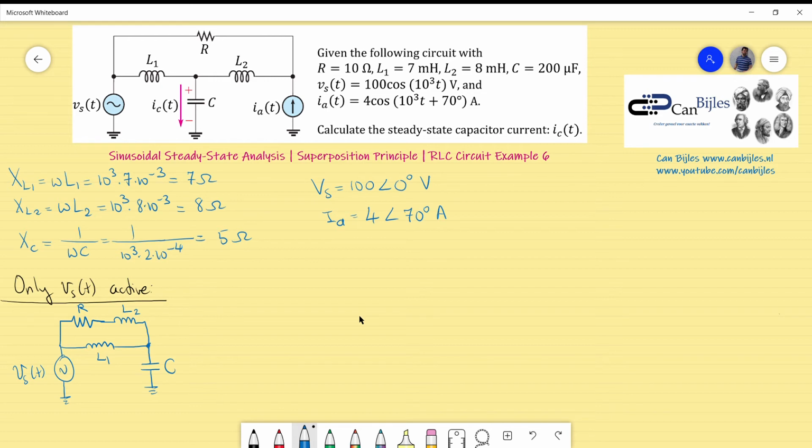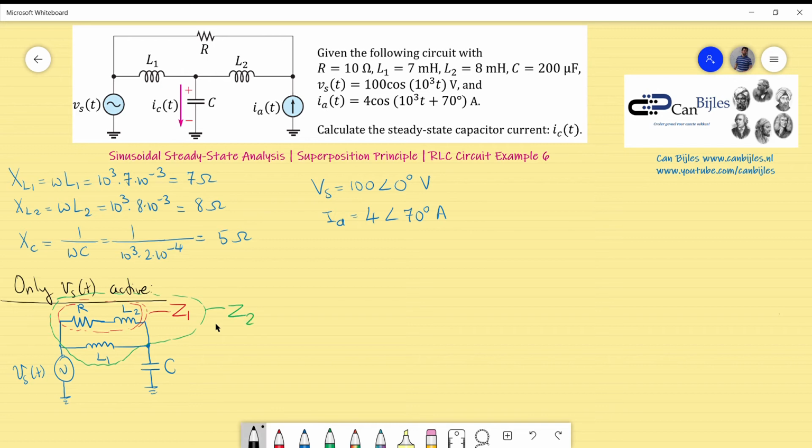What I would like to know is the following. I will of course want to work towards the current through the capacitor. One of the ways to calculate the current through the capacitor, due to Vs only, is to calculate the total impedance actually seen by the voltage source Vs. Before I can do that, I will first simplify this expression. So R and L2 will make an impedance, so I will denote this as Z1. This will be Z1 for me.